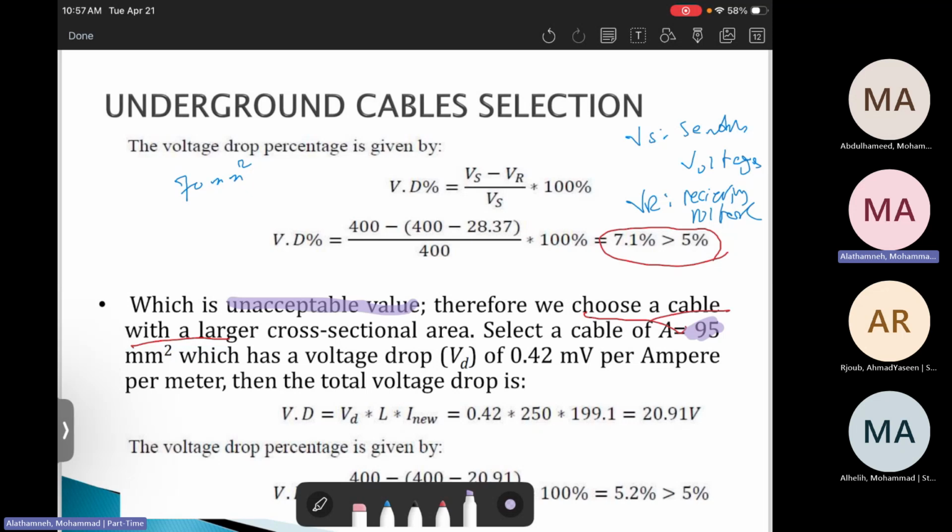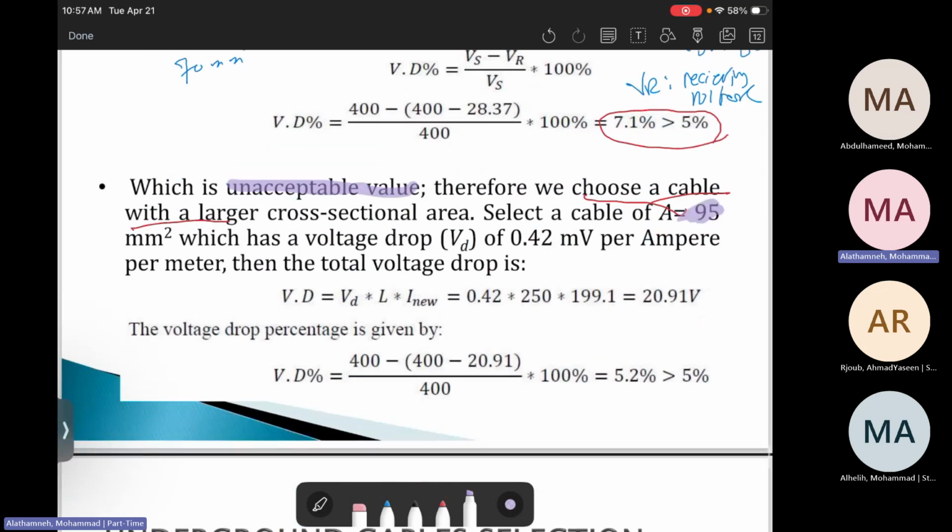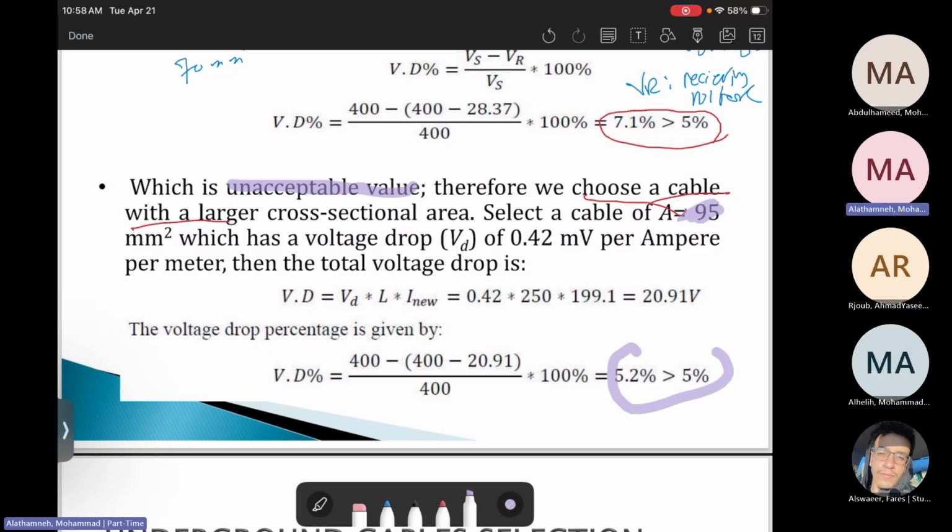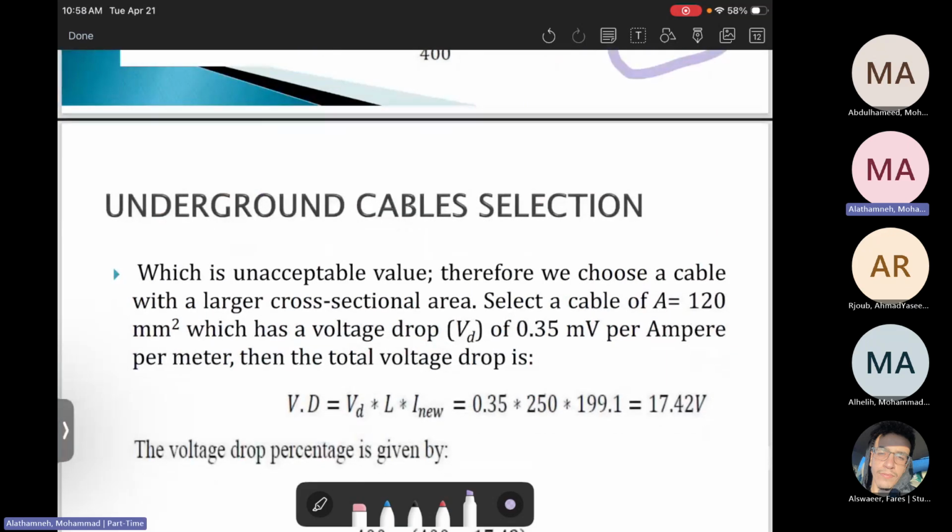which will be 20.91. Once we calculate the voltage drop, we can calculate the percentage, which will be 400 minus 20.991, divided by 400, which is 5.2. 5.2 is still unacceptable. Then we need to improve it by increasing the size.